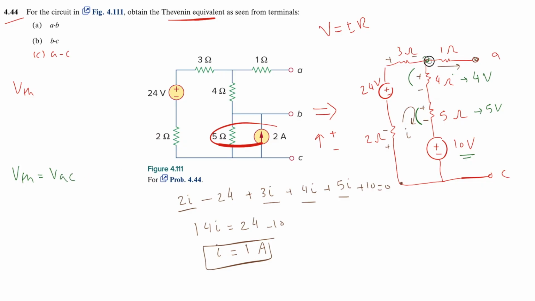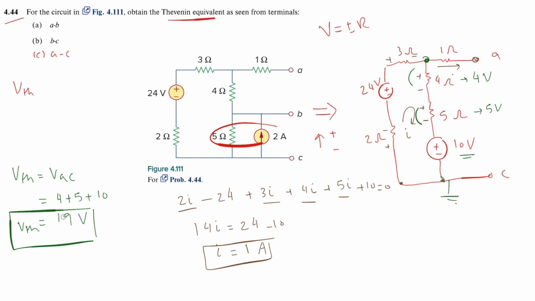So now VThevenin is equal to VAC here. What is the voltage here? It's the addition of this one. So VA minus VC is the addition of all of these voltages. So it's going to be 4 plus 5 plus 10, which is 19 volts. So this is your VThevenin.